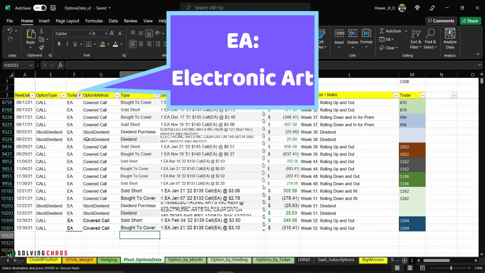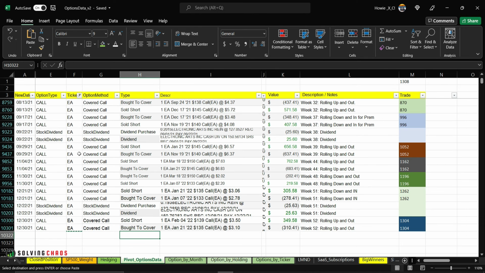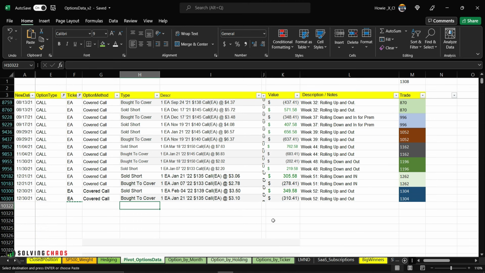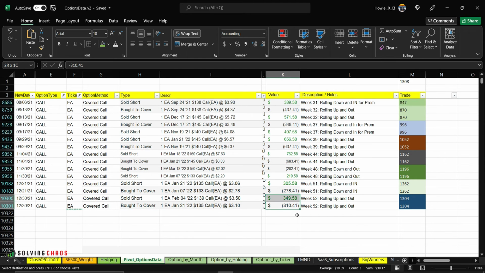Let's take a quick look at EA. You'll see I've been playing it not every week, but you can see that I do collect dividends now. So let's remove the dividends. These are covered calls. You can see that. And again, small play. I'm collecting 30, 40 bucks premium.